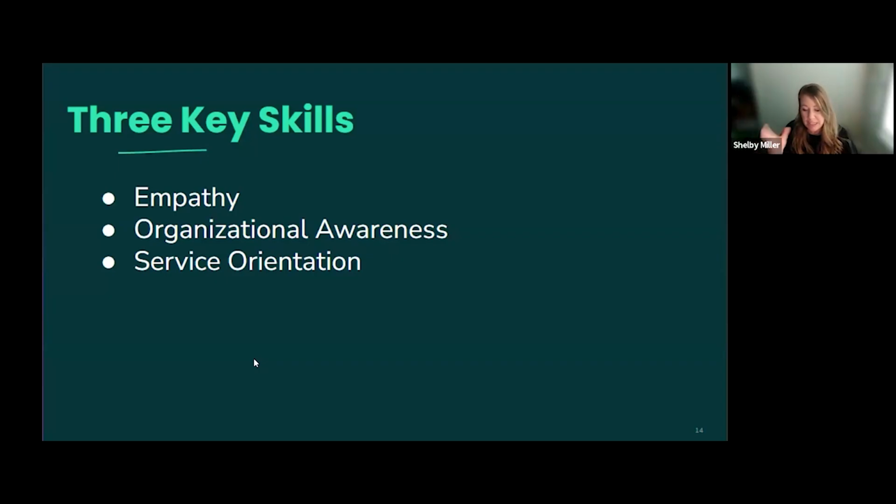Because without empathy, organizational awareness and service orientation are going to fall flat. You're not going to be able to fully tune in with people around you, so you're not going to be able to read power structures and power dynamics, cultural norms, and those things. So we're going to focus on empathy.